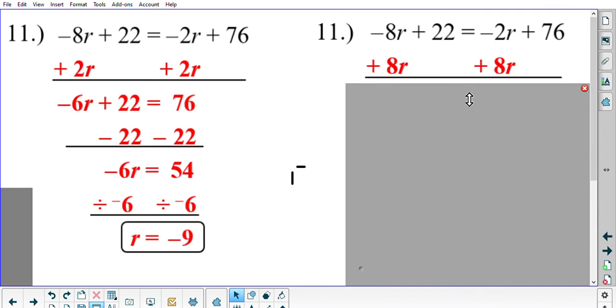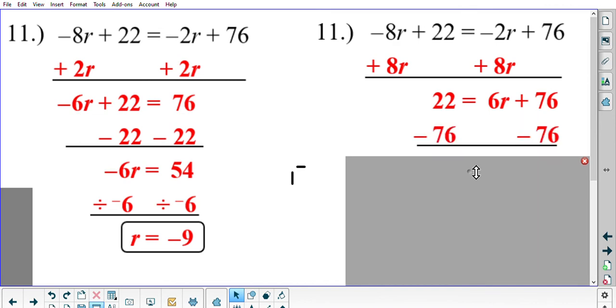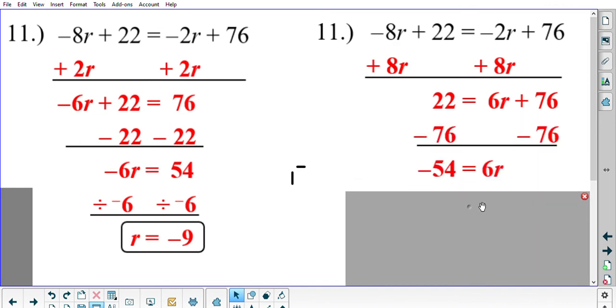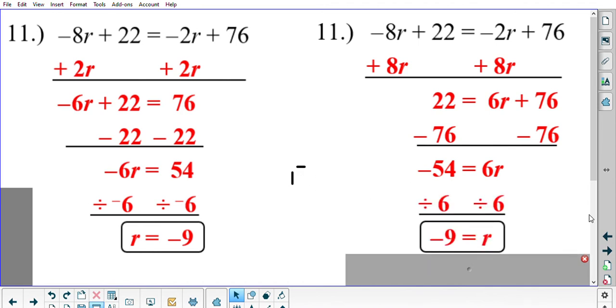Number 11, the other way of doing number 11: if you add 8r on both sides, you'll get positive 6r on the right. Maybe that's nicer. Then you'll subtract 76, but that will give you a negative 54. So you are going to get a negative number some way, either way you do this. Okay? Then you'll divide by 6 on both sides. That will give you negative 9.